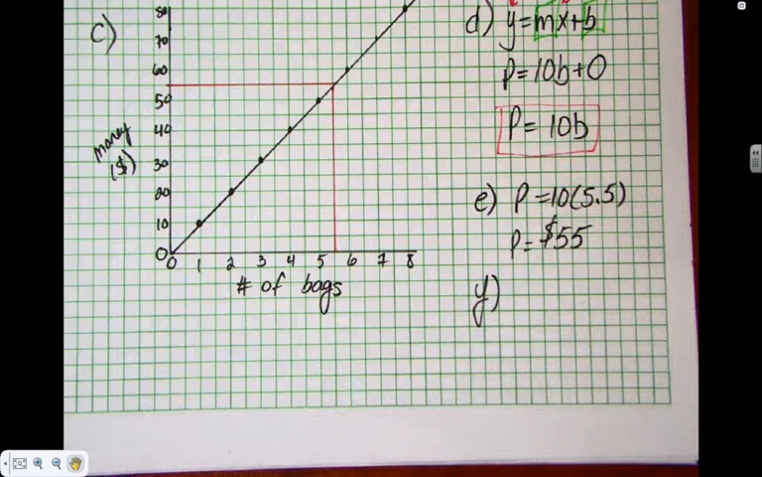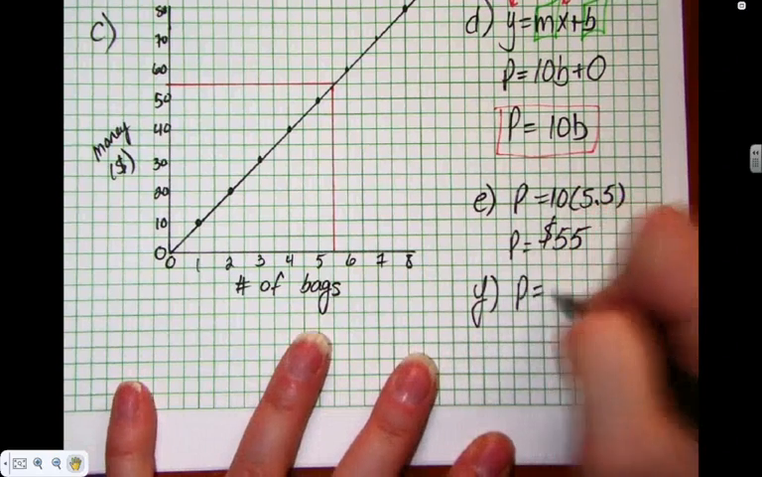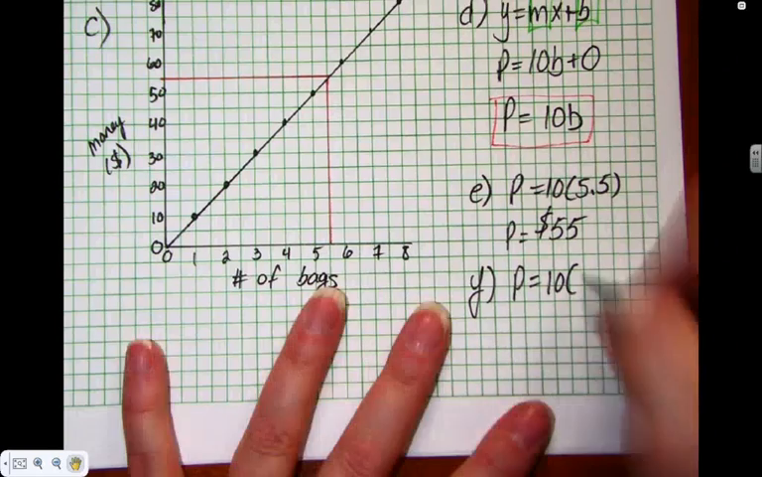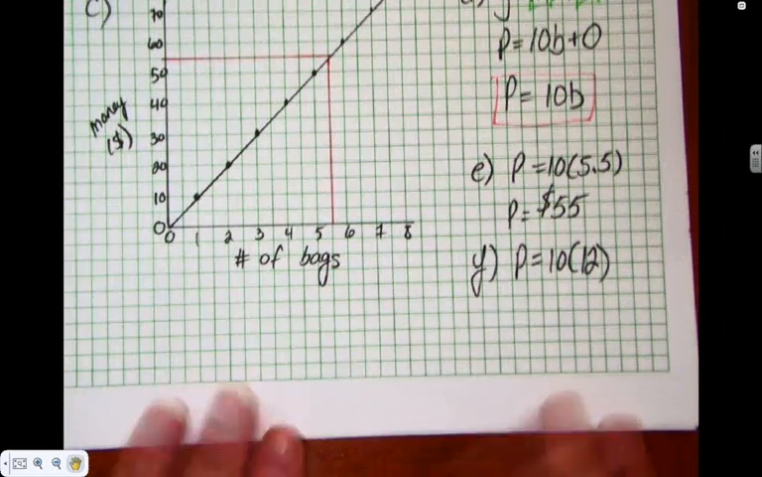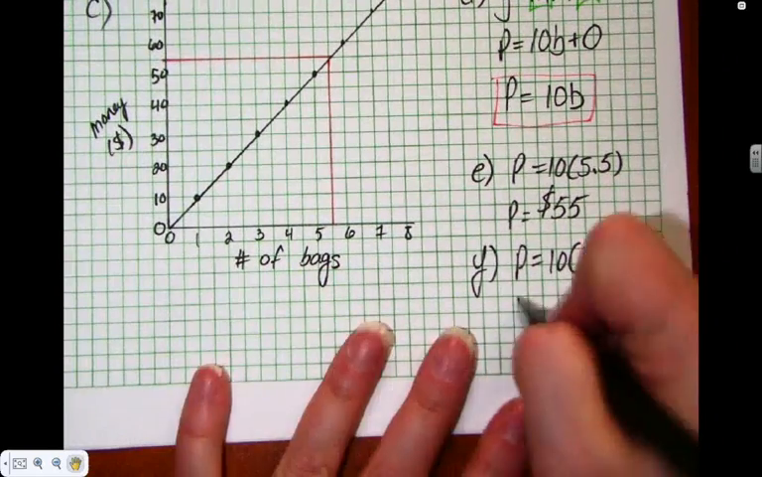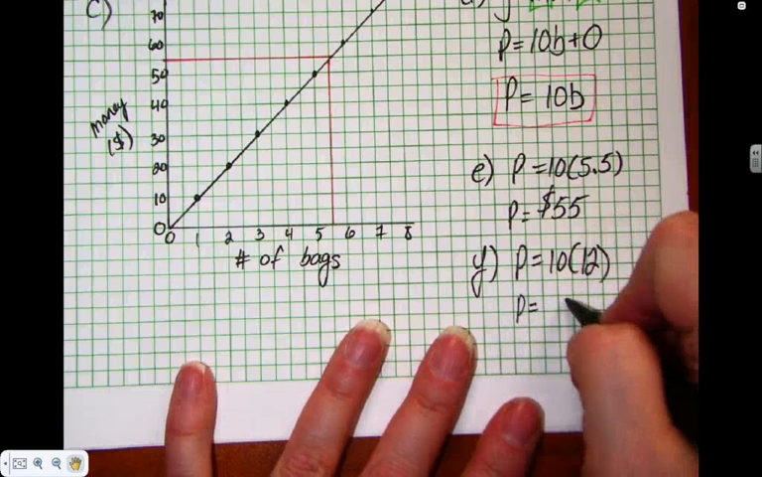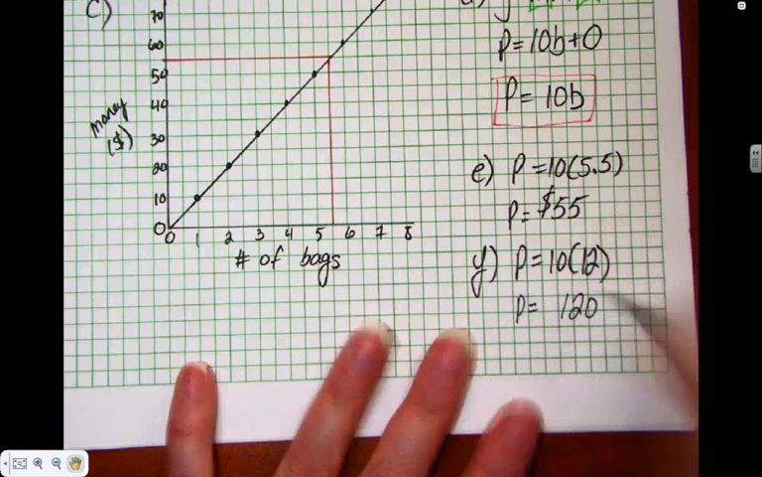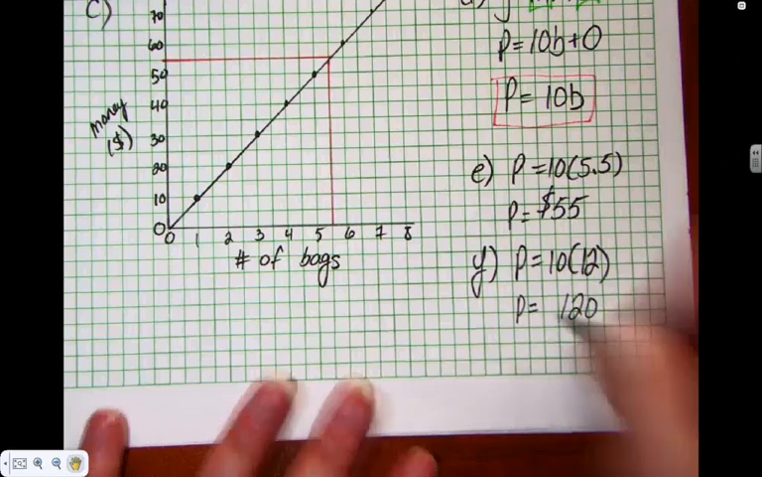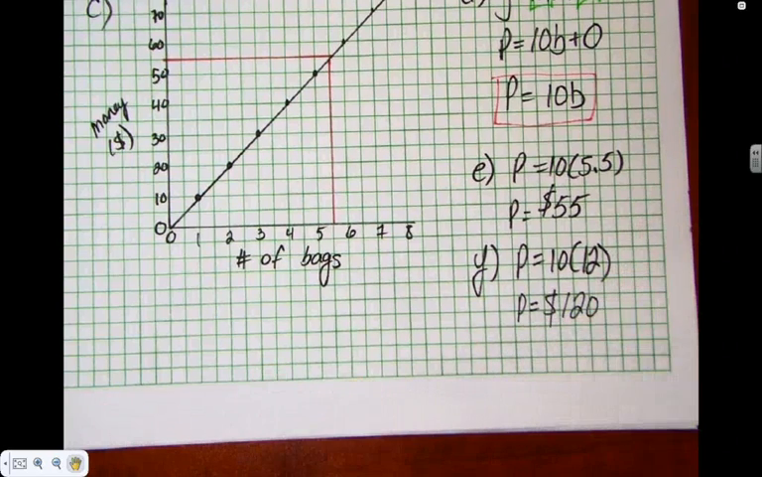F wants to know how much would you earn if you raked all day and filled 12 bags. Again, I'll do it with the formula, then I'll show you on the graph. B is coming out, 12 is going in its place. 10 times 12. Units, dollars.